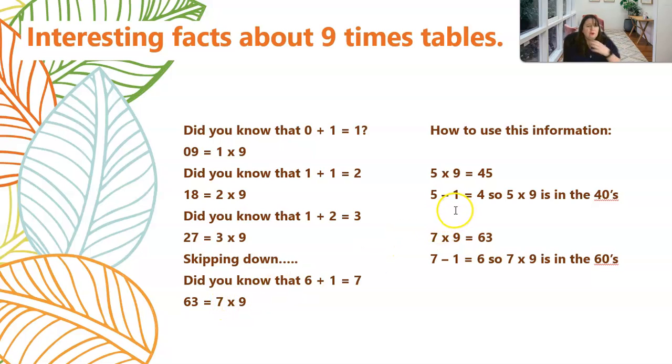Now, how can I use that when I have an actual 5 times 9? Well, I know what 5 minus 1 is, right? That's 4. So I know 5 times 9 is in the 40s, and that gives me 45. And we'll talk about how we can get that 45 in a minute. Or 7 times 9 is 63, but 7 minus 1 is 6, so that makes sense that it's in the 60s. So that's a cool little way of doing it.